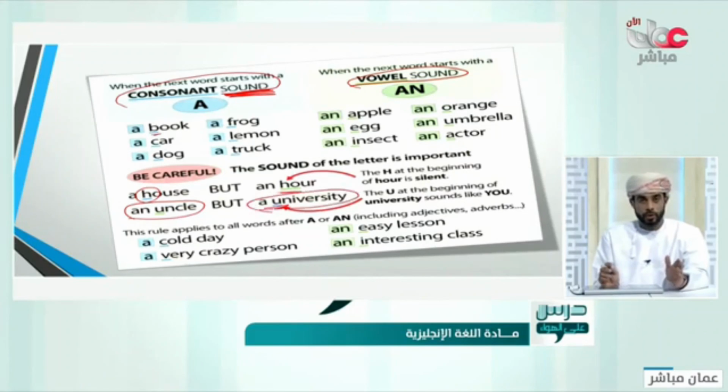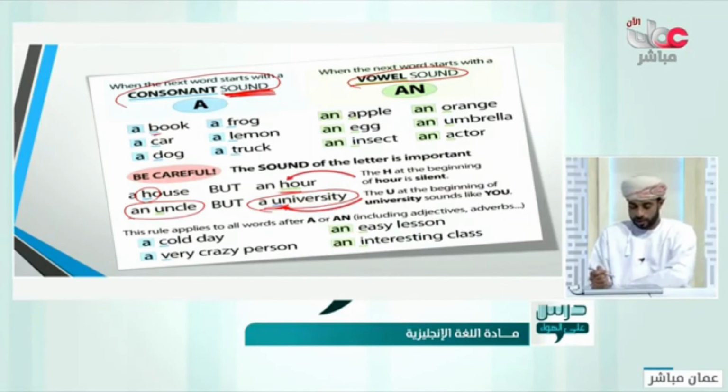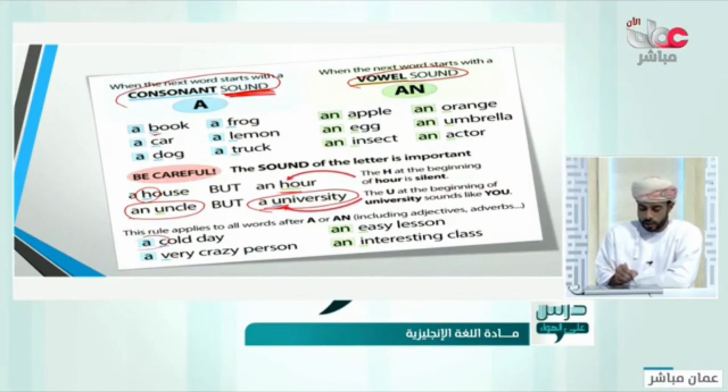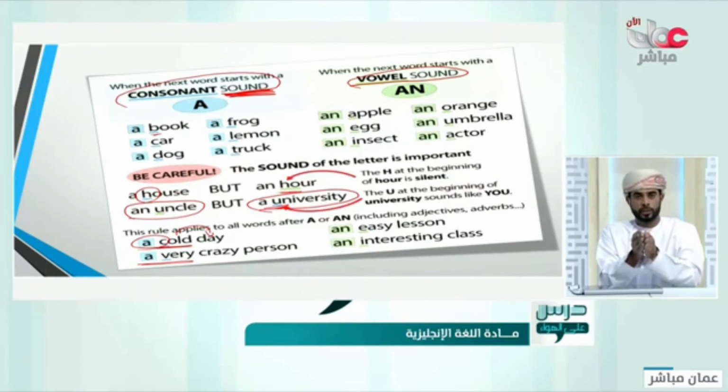Again, "a" goes with consonant sounds, and "an" goes with vowel sounds. Good. This is something that you have to bear in mind. Sometimes you also use "a" and "an" with adjectives, even though they are talking about another noun: a day, a cold day. The nearest word to the "a" or "an" is the one that matters. Good.